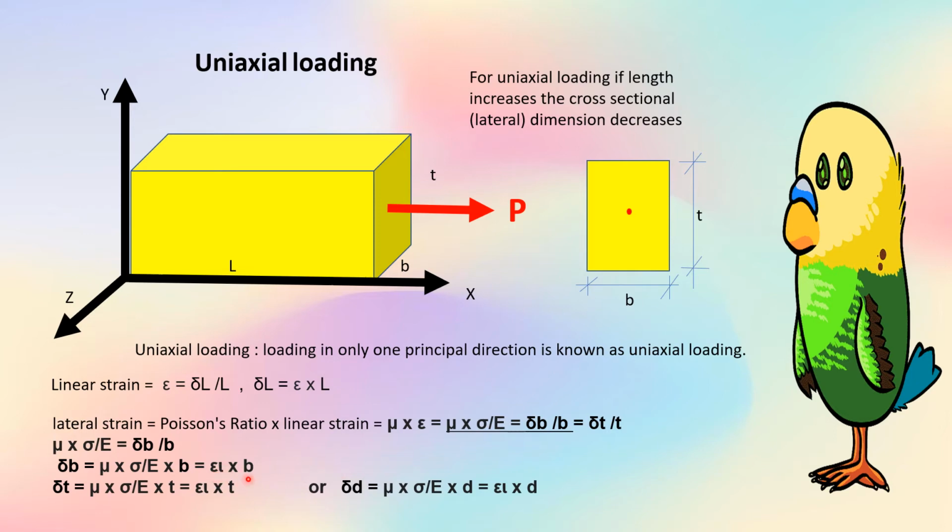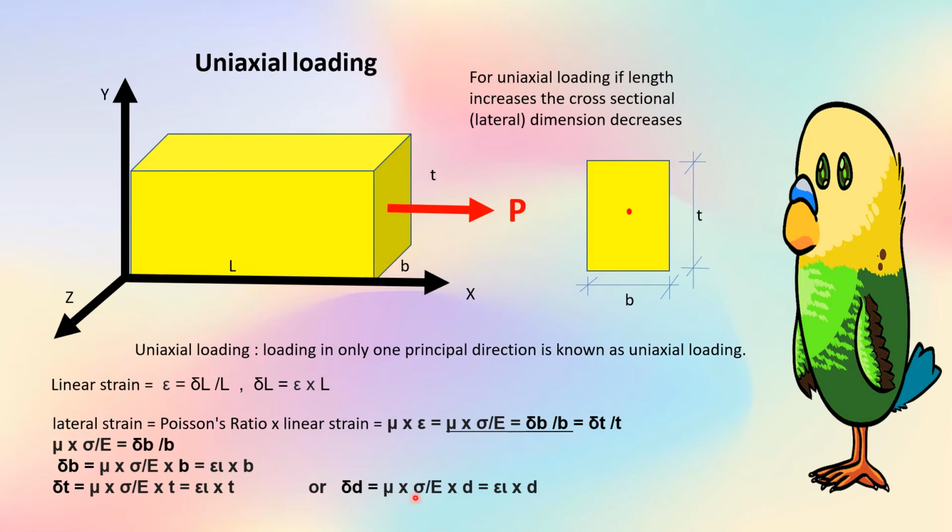it is E lateral into B. Similarly, the change in thickness will be mu into sigma divided by E into T, or it is E lateral into T. Similarly, for delta D, I can write it as mu into sigma divided by E into D, or it is E lateral into D. So sometimes to calculate delta D or delta B or delta T, we will be using this formula or this formula. And this is how we calculate the change in width, thickness or diameter for the uniaxial loading.